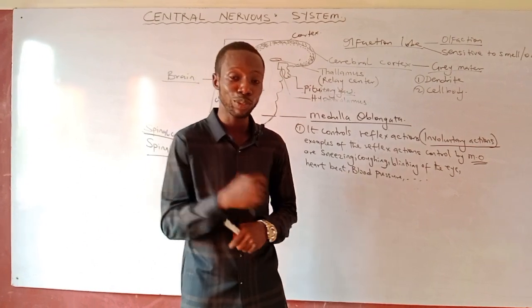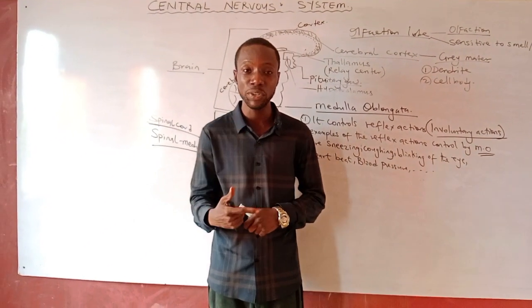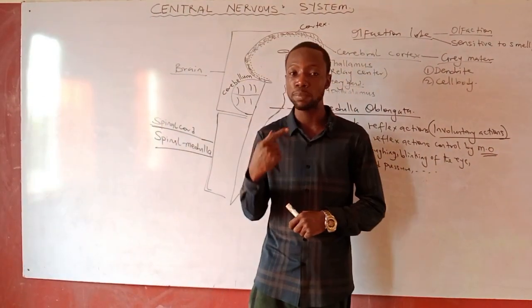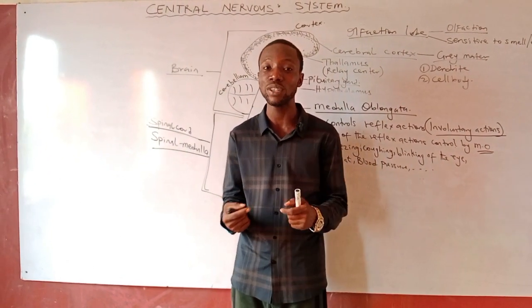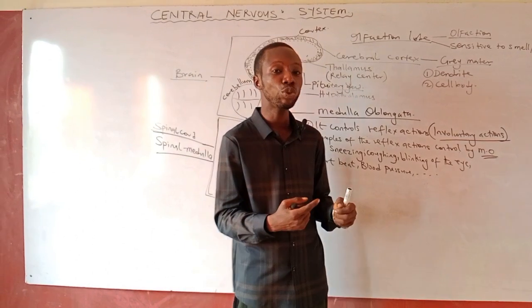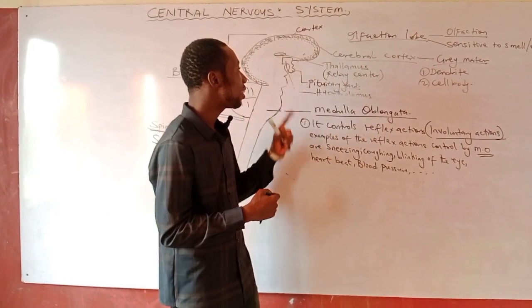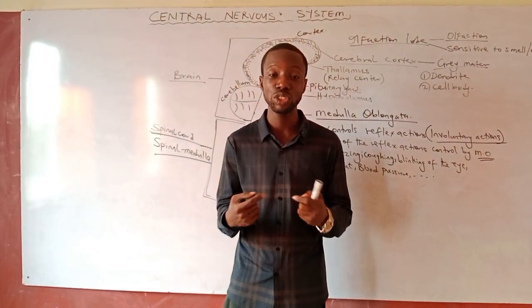We are going to stop here today. In our next video, we look at the spinal cord. We look at the structures found in the spinal cord, and we are going to relate the spinal cord with that of the brain, the relationship.